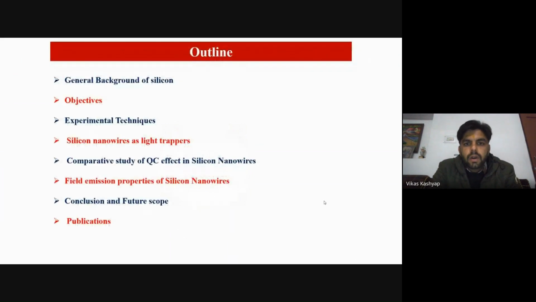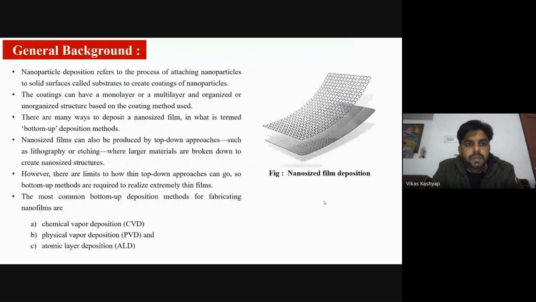The outline of the talk, these are the topics. From the general background, nanoparticle deposition refers to the process of attaching nanoparticles to solid surfaces called substrates to create a coating of nanoparticles. The coating can have a monolayer or a multi-layer, organized or unorganized structure based on the coating method used.